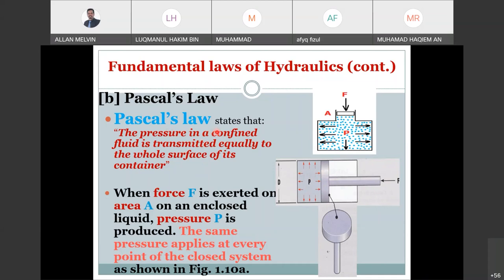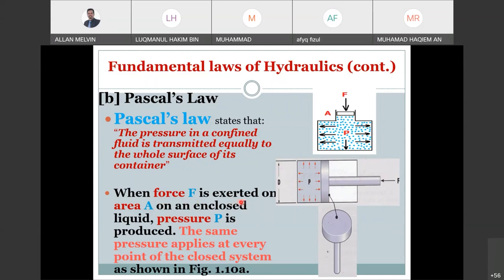So Pascal's law states that the pressure in a confined fluid is transmitted equally to the whole surface of its container. This is the definition of Pascal's law. When we apply a force, the pressure is applied equally to the whole surface of its container. If the container has a top, bottom, sides, every side will face the equal pressure.